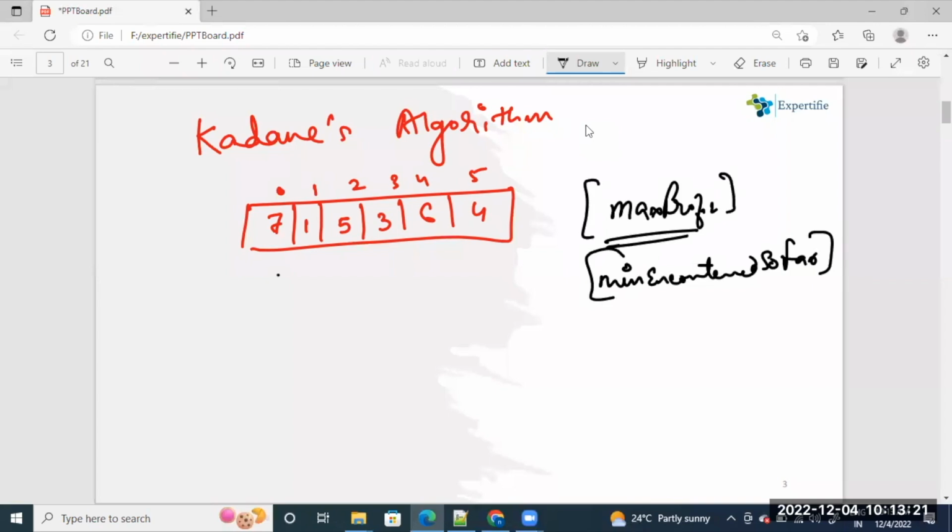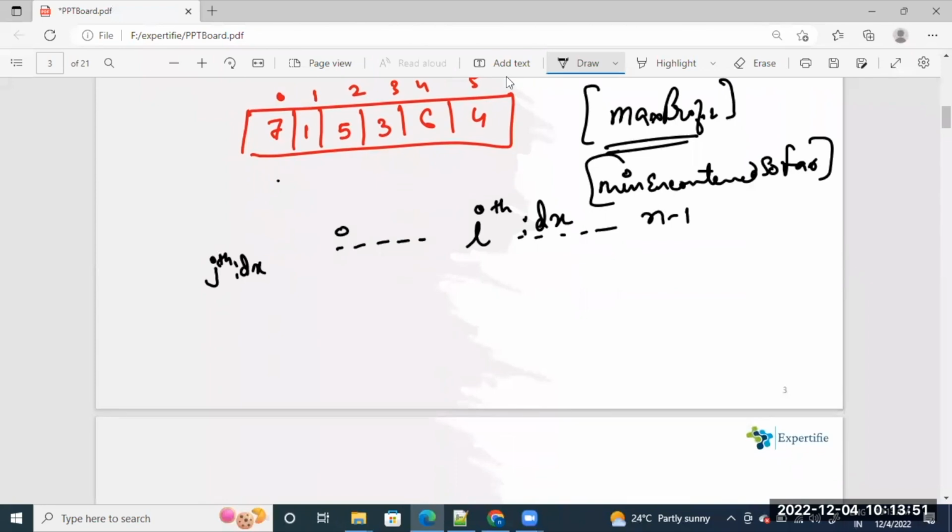Let me tell you. At any point of time, let's say I am calculating my minimum value encountered till index i. Let's say I am at the ith index, and I am coming from the jth index, encountering i somewhere, from 0 to n minus 1. Now, what I want to know is, for any value, array of i minus array of j should be maximum.